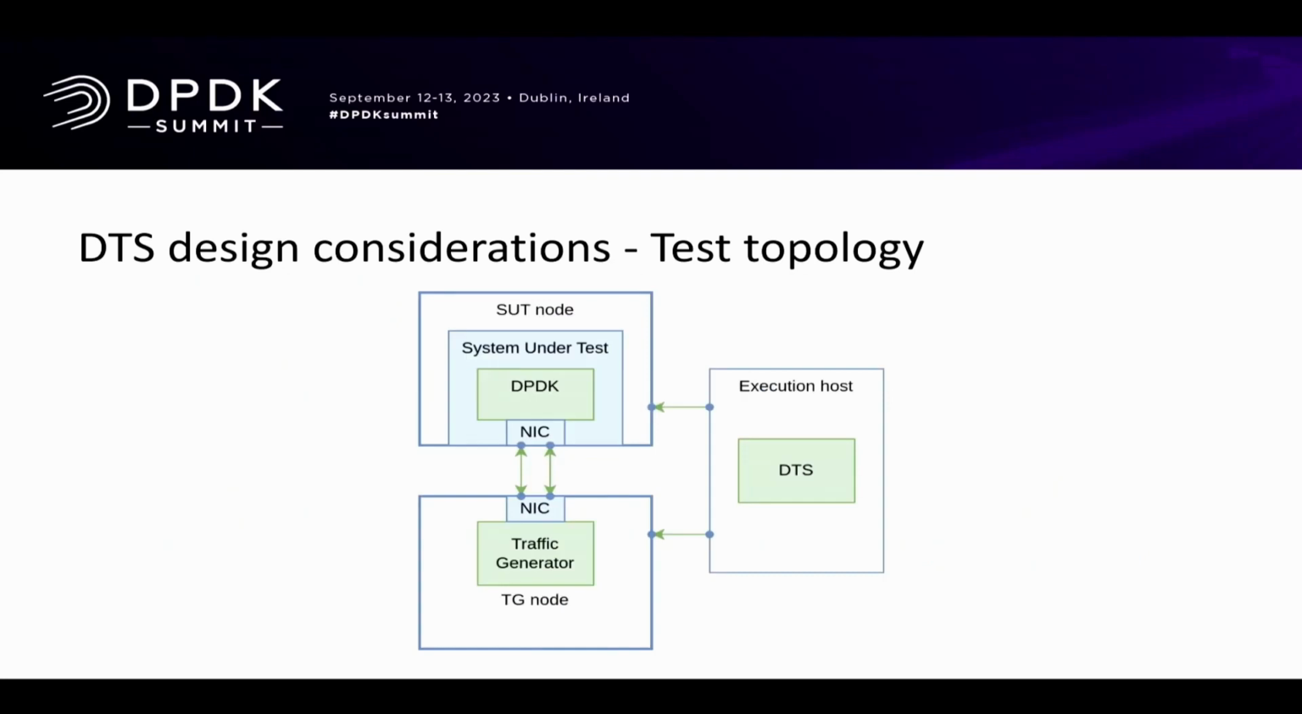So this diagram depicts the three nodes. We have the SUT node, the TG node, and the execution environment or controller running on an execution host. The controller must be able to connect to the TG node and also the SUT node. An important thing in this diagram is that the system under test must have at least 2 ports.